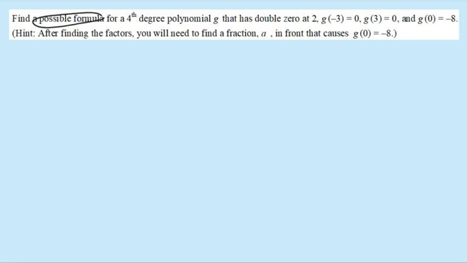When it says possible formula, it means a polynomial like f of x equals 7x to the 5th power minus 9x to the 4th, blah, blah, blah. That's what it means. It's asking you to find a polynomial that meets this criteria. It says find a possible formula for a 4th degree polynomial g. So if it's a 4th degree polynomial g, then it's going to be g of x equals something, we'll call it a, x to the 4th power. That's how it's going to start off.